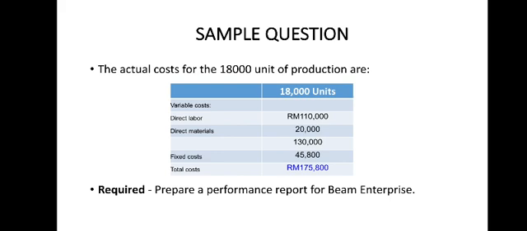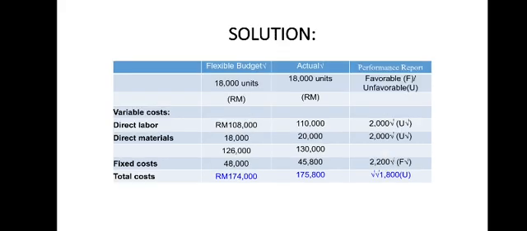So how do we prepare a performance report for this business? Okay, this is the way to prepare the performance report for this business. When you have to prepare the performance report, you have to show the budgeted cost and also the actual cost. See in this solution, first you will see the flexible budget data: the direct labor cost, direct material cost, and the fixed cost, and then you have to show the actual cost data. So you can see there the actual direct labor cost, actual direct material cost, the actual fixed cost, and the actual total cost.